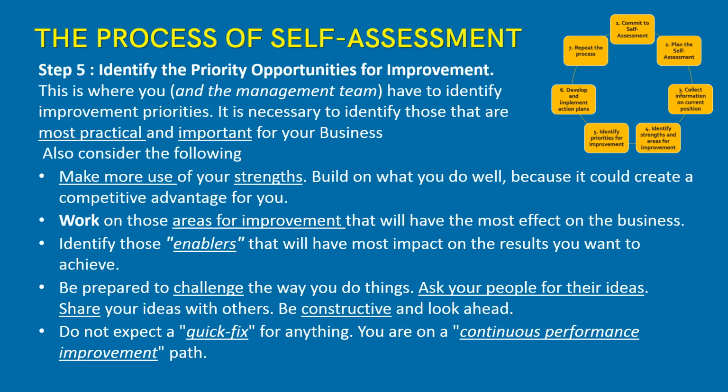So consider the following: make use of your strengths, the 80-20 principle. Build on what you do well because it could create competitive advantage. Work on those areas of improvement that will have the most effect on the business, and identify those enablers that will have the most impact on results in terms of what you want to achieve. Be prepared to challenge the way you do things. Ask your people for ideas and share your own ideas with them. It's important to be constructive and look ahead in this process. Do not expect a quick fix for anything, because here you are on a continuous performance improvement path.